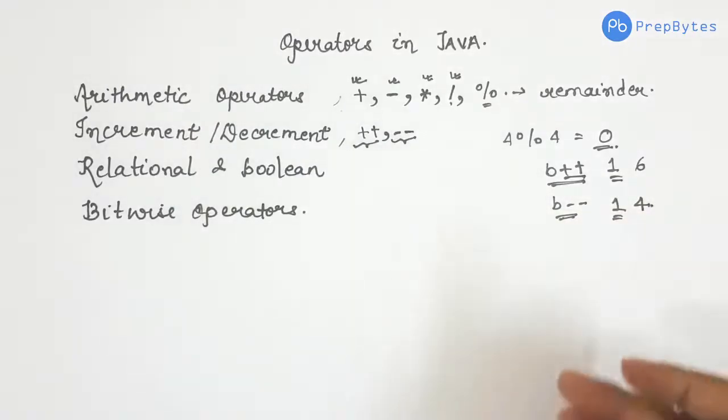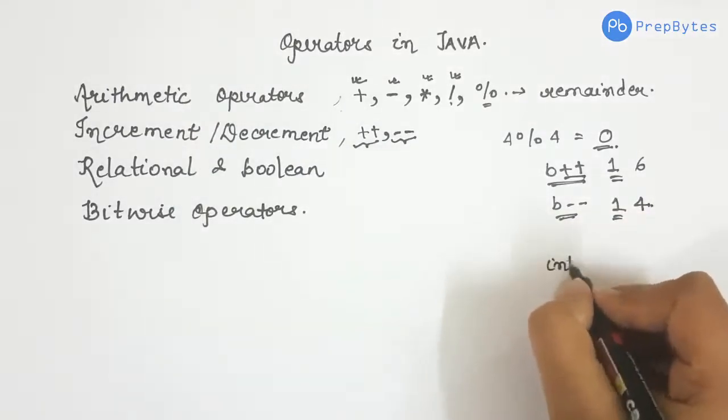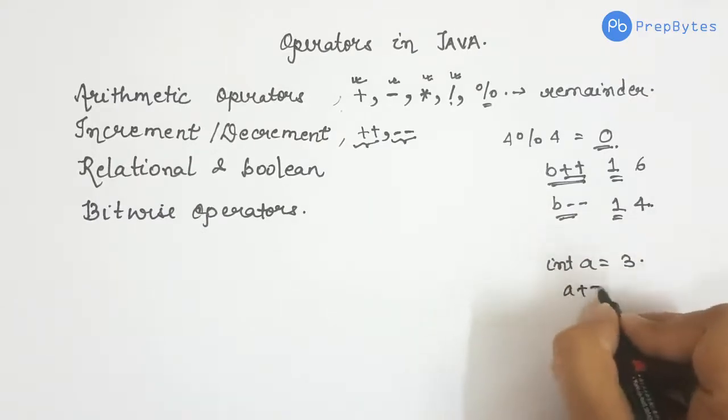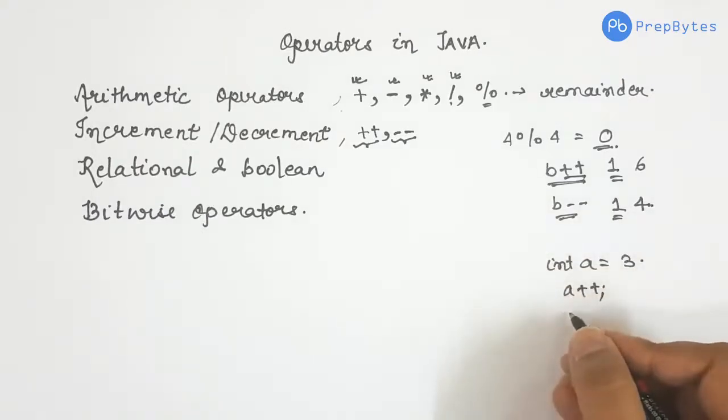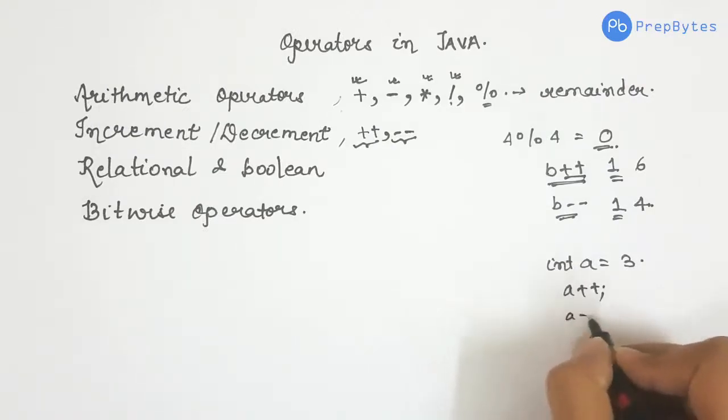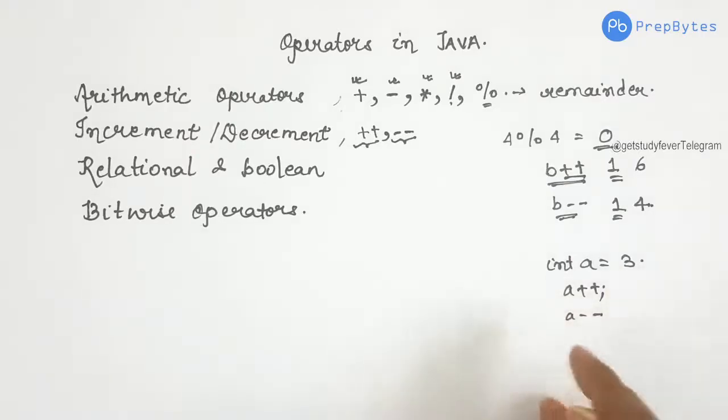Let's take another example. Let's say we have int a equal to 3. If I do a plus plus and I print this a, my result will be 4. And if I do a minus minus, my result will be 2.